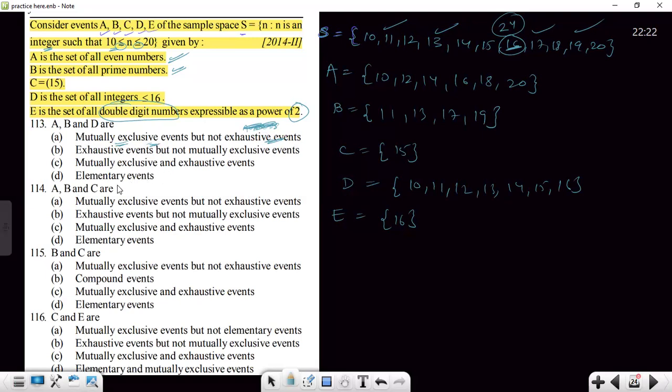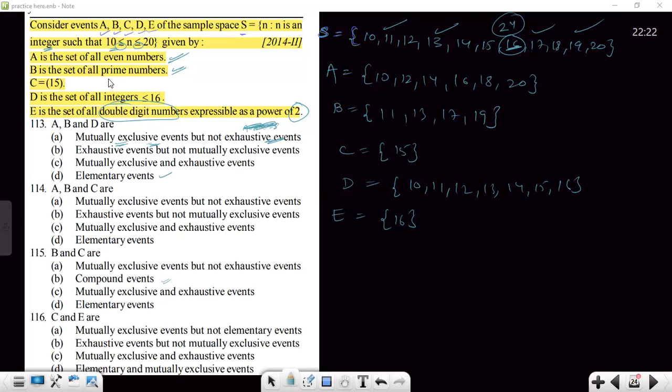Now tell me, elementary events, we have just discussed, have one sample point in the sample space in their particular events. If there is one sample point, that's elementary, and compound events have more than one sample point. Now start with the 113th question, and you also have to tell me the reason. Who will go first? I have just explained mutually exclusive and exhaustive.